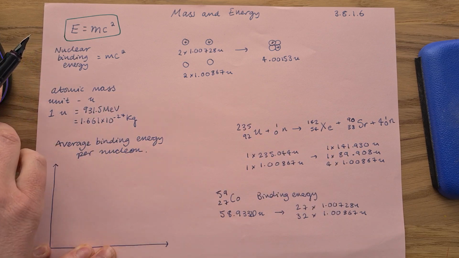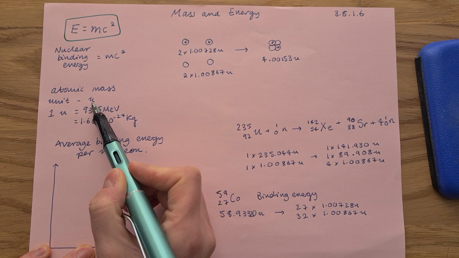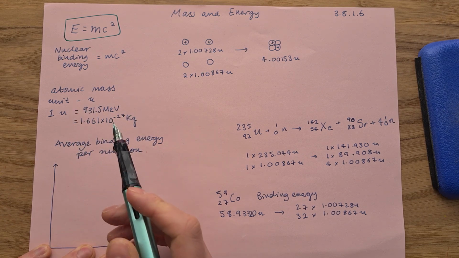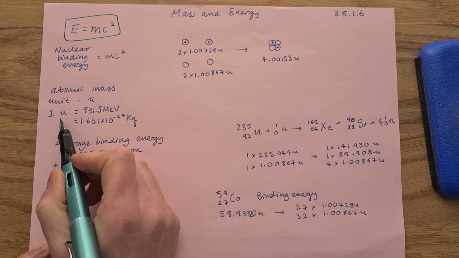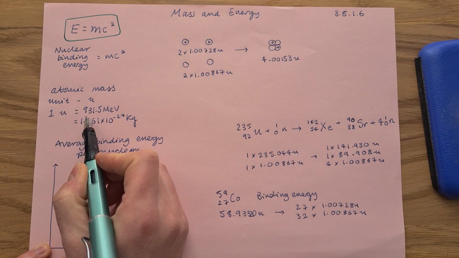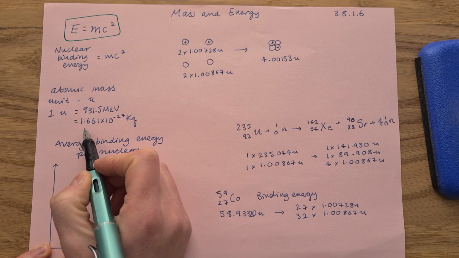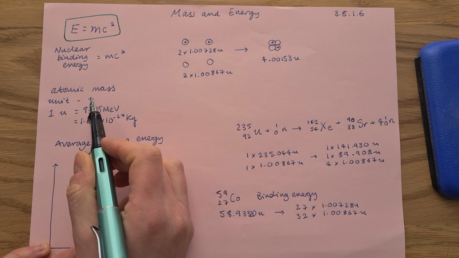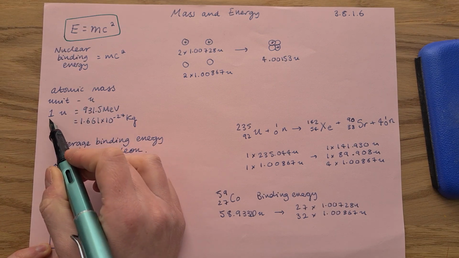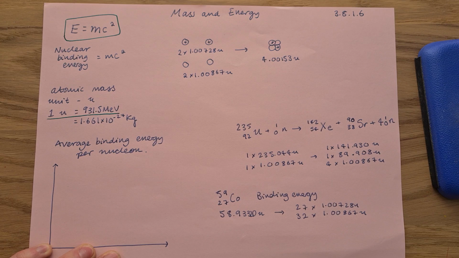Now, nuclear binding energy has different units. We use the atomic mass unit, U, to calculate all these values because it just gives us, I guess, nicer numbers to work with. 1 U is equal to 931.5 mega electron volts, which is also equal to 1.661 times 10 to the minus 27 kilograms. This fact is on the front page of the data booklet, and this one here, that 1 U is 931.5 mega electron volts.